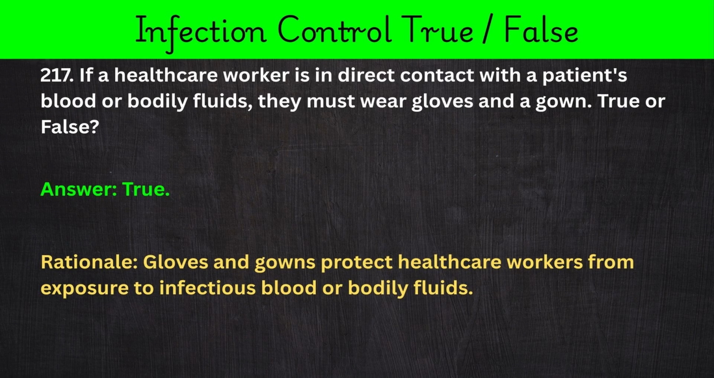217. If a healthcare worker is in direct contact with a patient's blood or bodily fluids, they must wear gloves and a gown. True or false? Answer: true. Rationale: gloves and gowns protect healthcare workers from exposure to infectious blood or bodily fluids.